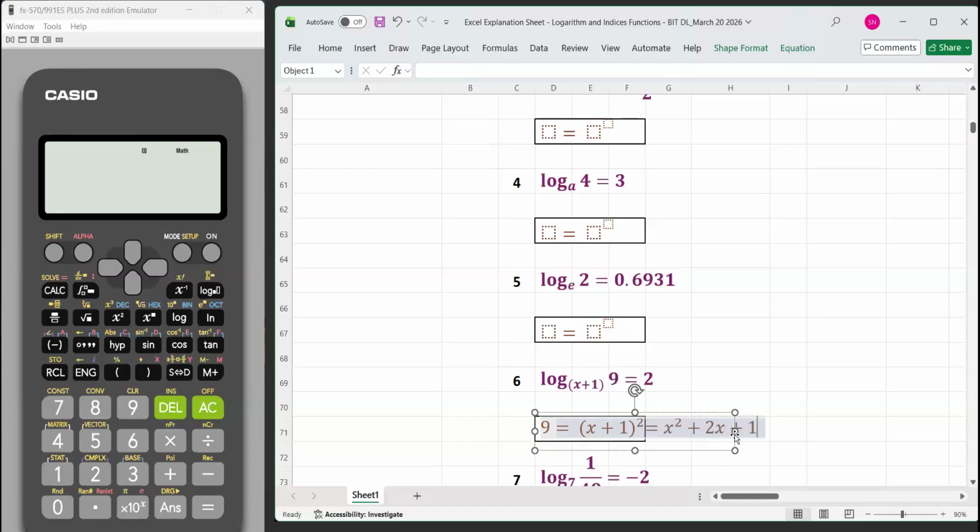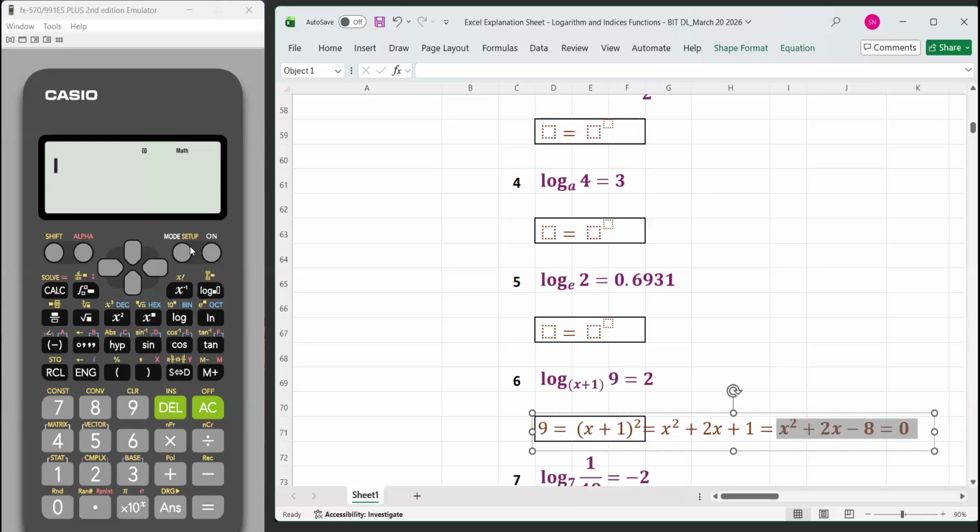Okay, so if you're asked to solve, you can bring the 9 to the right-hand side. And if the question says simplify, then your answer will be x squared plus 2x. And then if 9 goes to the right-hand side, it becomes minus 9. So minus 9 plus 1 will give you minus 8. And then you equate it to 0, and you have your quadratic equation as this.